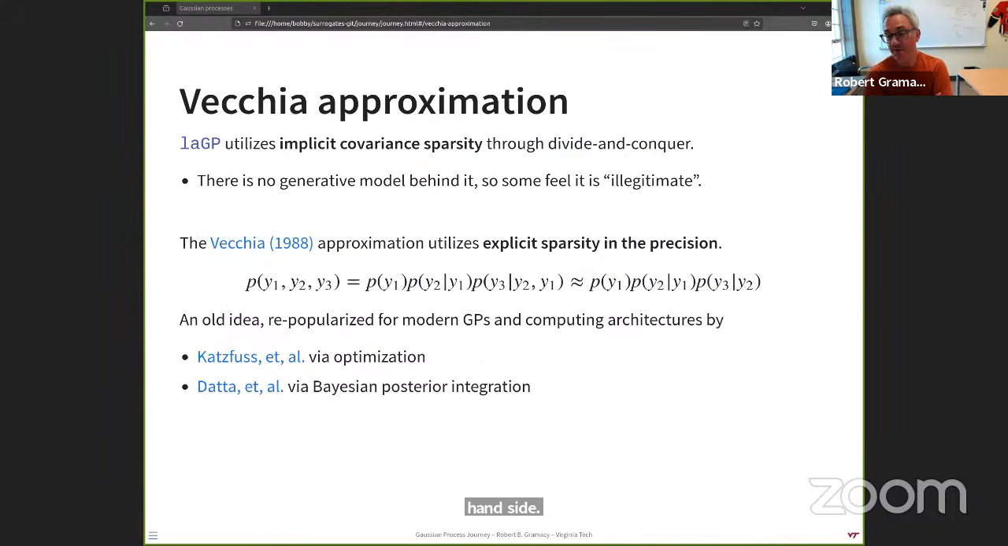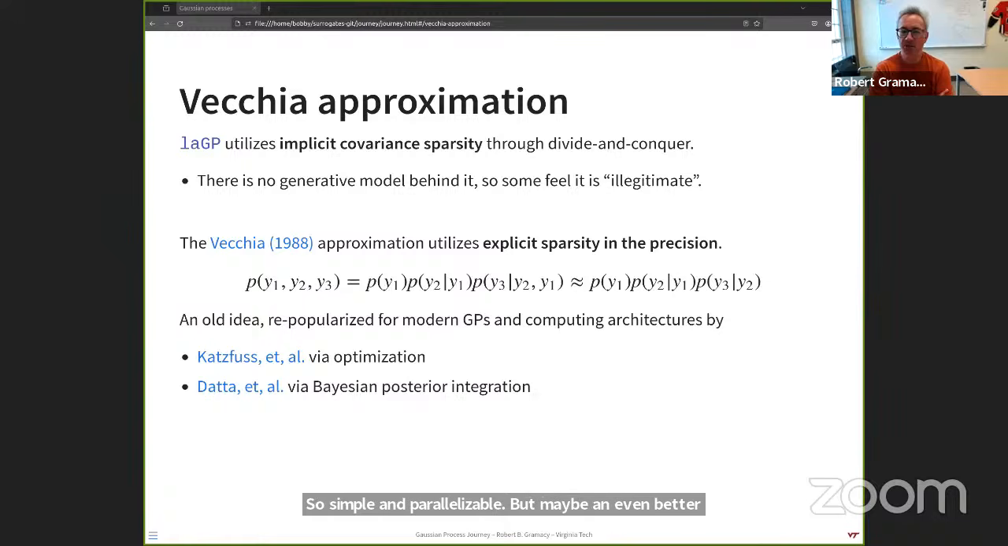But maybe an even better idea, one that uses some similar operations but is a little bit different, is what people are now calling the Vecchia approximation.